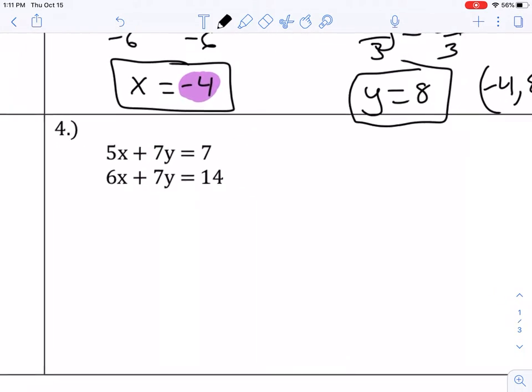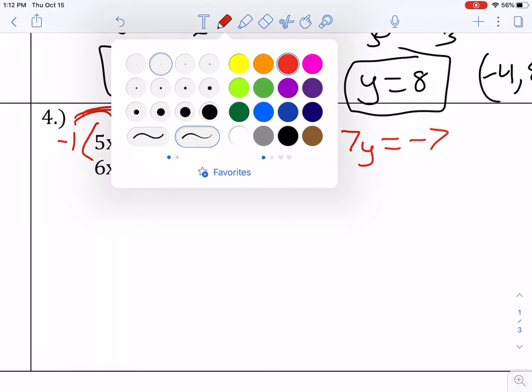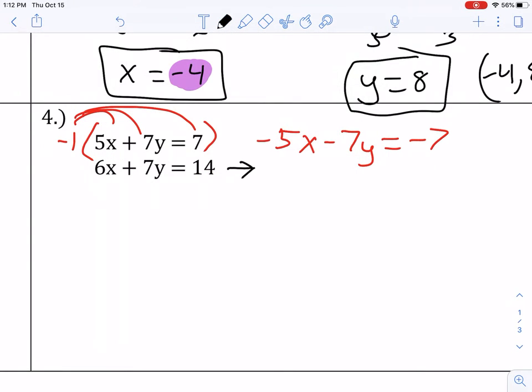Okay, let's keep cruising. Again, elimination potential. I see that my y's could eliminate, but one of them needs to be negative. This time I'm going to apply it to the top equation. So I'm going to take a negative 1, multiply it into every term. And that's going to give us negative 5x minus 7y equals negative 7. It just changes all of the signs. If it was positive, it becomes negative. If it's negative, it becomes positive.